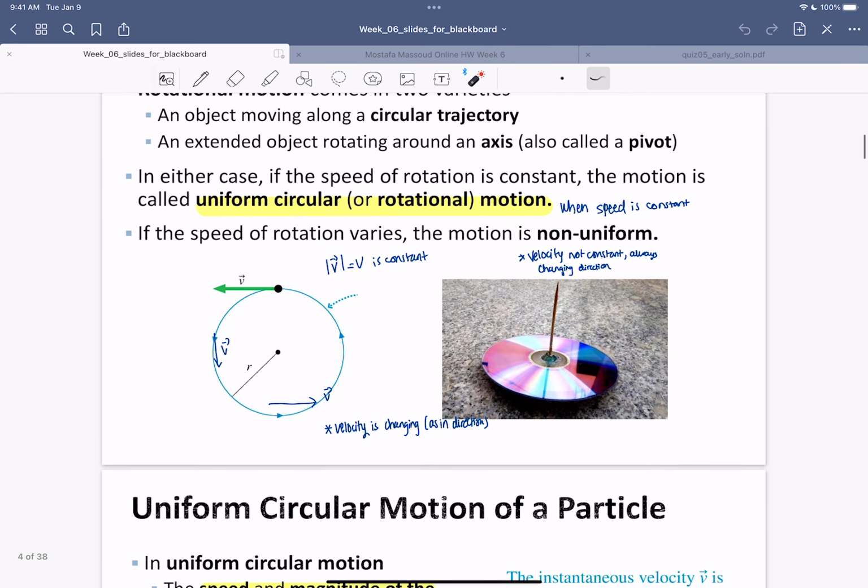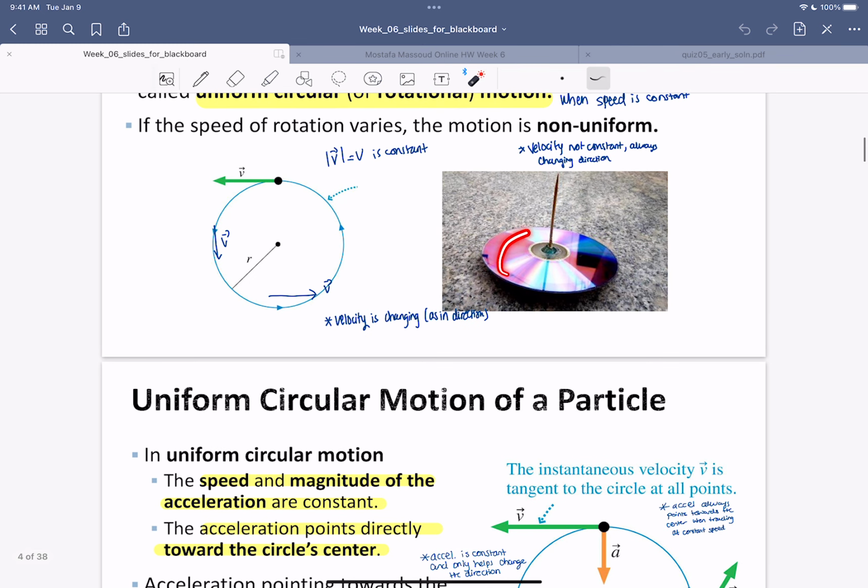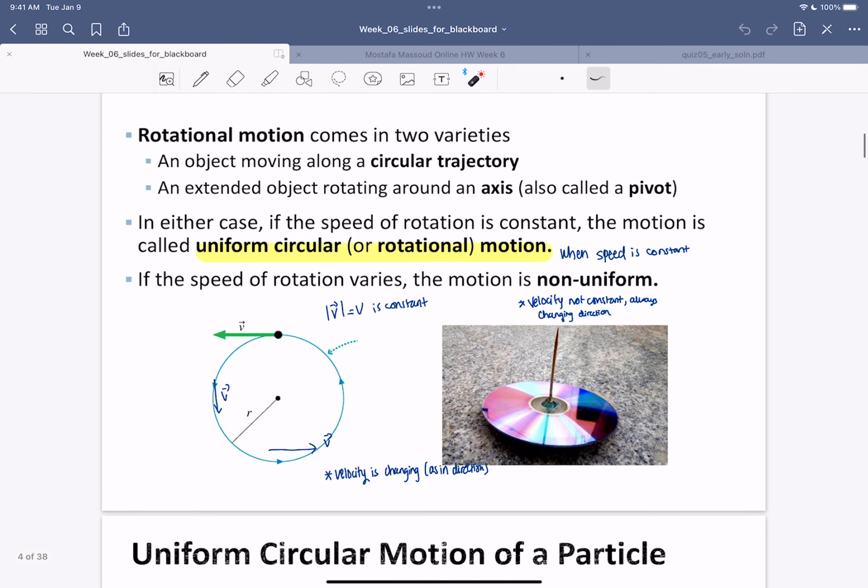In this example, you can be moving along a circular pathway, turning in a car or whatever, or you could be spinning around an axis. Think of a DVD player or a CD player. They spin the CD or DVD around a specific axis, like a central axis, or a pivot, as we call it.